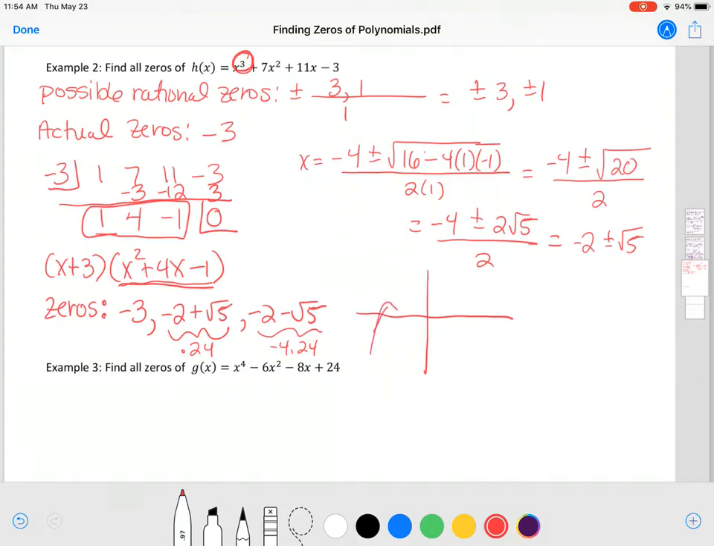Let's see if I can draw this. So this point right here would be the negative 4.24. Then this would be the negative 3. And then it would cross then at 0.24. It's not scaled very good. I'm not a very good artist. But it will have this general shape, and it will cross at those 3 places.